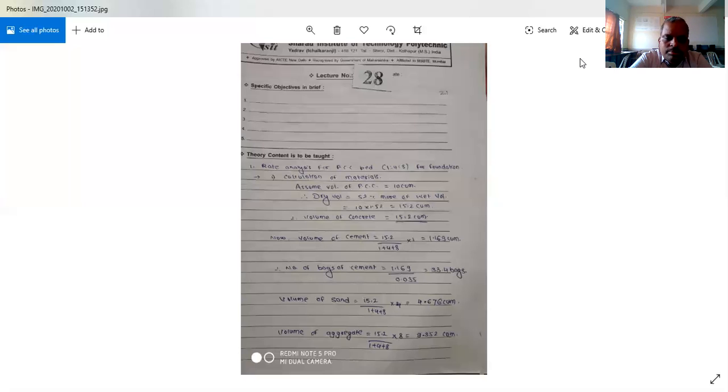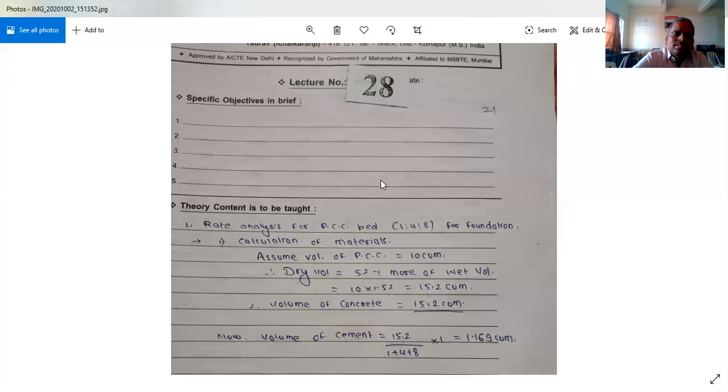So good morning, students. Today in the chapter of rate analysis, we will start with the problems related to rate analysis. The first problem is the rate analysis for PCC bed 1:4:8 for foundation. 1:4:8 is nothing but the proportion of the items. 1 is the cement, 4 is the sand, that is fine aggregate, whereas 8 is the proportion of coarse aggregate.